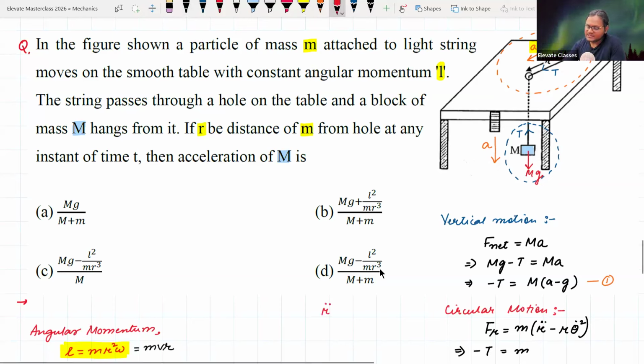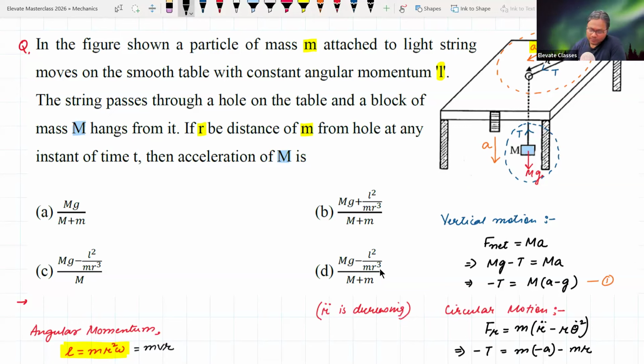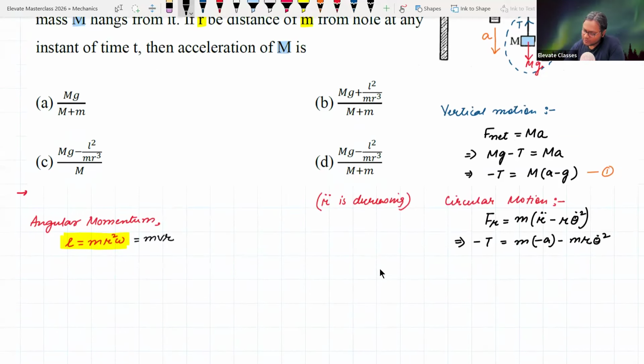according to my setup. मैंने बोला कि ये नीचे जा रहा है, अगर ये नीचे जाएगा तो ये भी अंदर की तरफ आएगा, तो डिक्रीज करेगा. R double dot is decreasing according to my setup. So therefore I am writing here minus A minus m r theta dot square. ठीक है, so this is equal to minus T is equal to m times minus a minus m r theta dot square. That's it. Calculation बस इतना ही है.